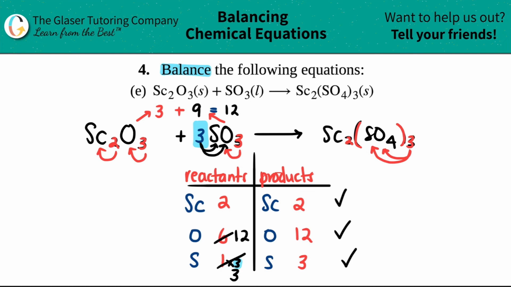The end is now you have only one Sc2O3, right? There should be a 1 here. And then you have 3 SO3s, and that will yield 1 of the Sc2(SO4)3.